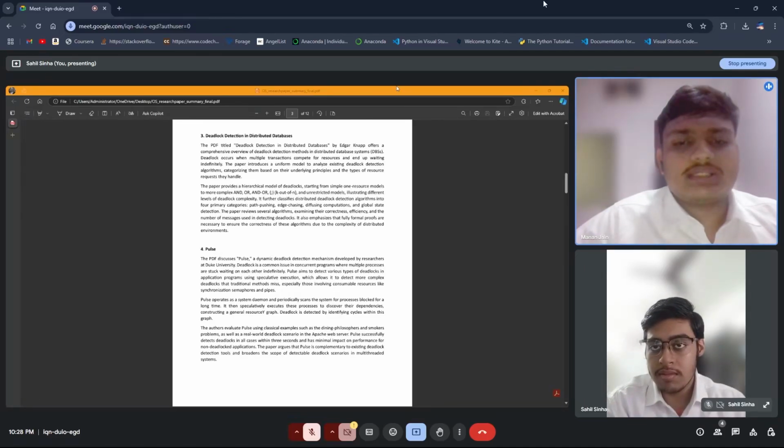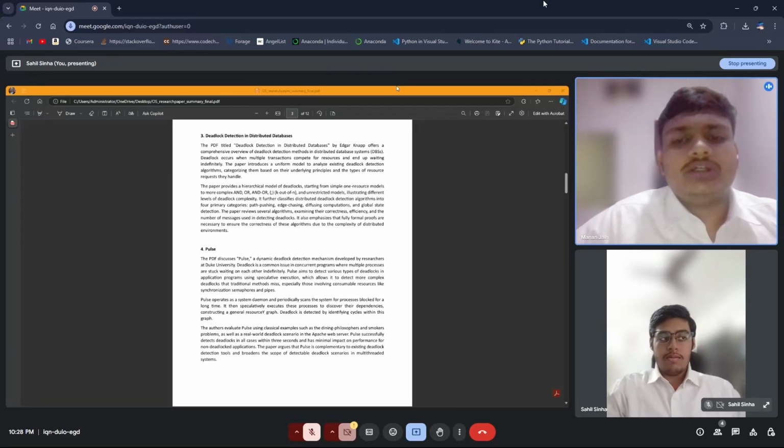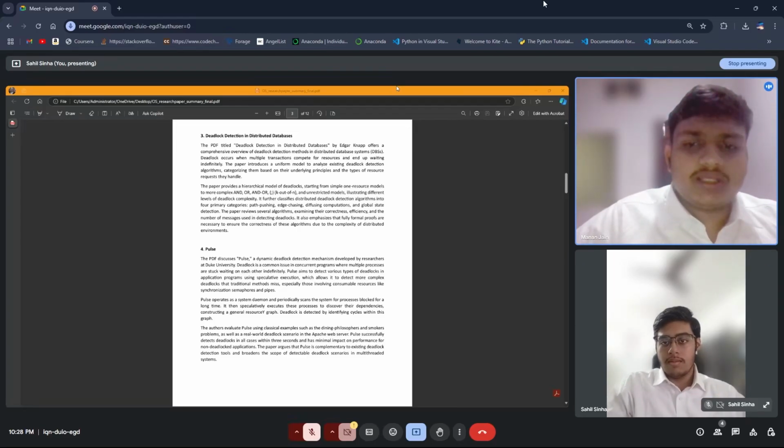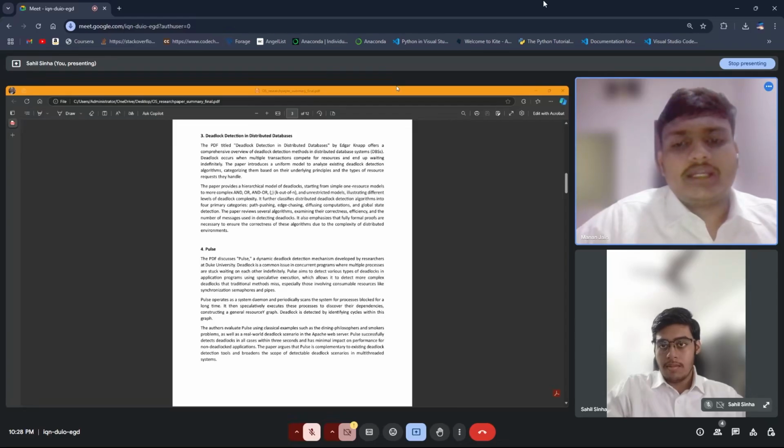Now we will be discussing our third research paper, which is on deadlock detection in distributed databases. The paper discusses various methods for detecting deadlock in distributed database systems. It introduces a model that categorizes deadlocks ranging from simple cases to more complex ones.